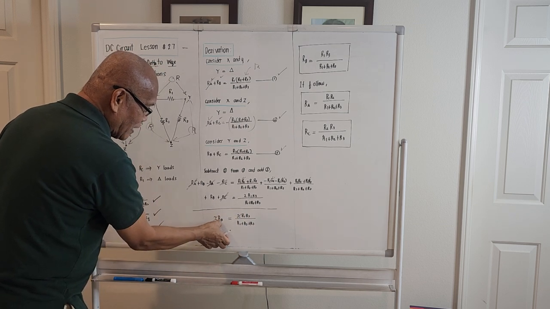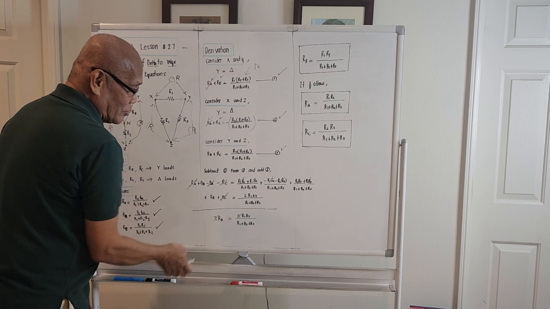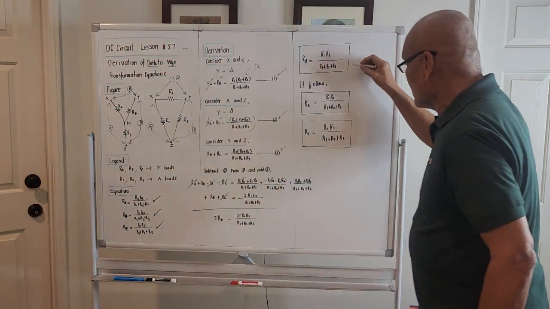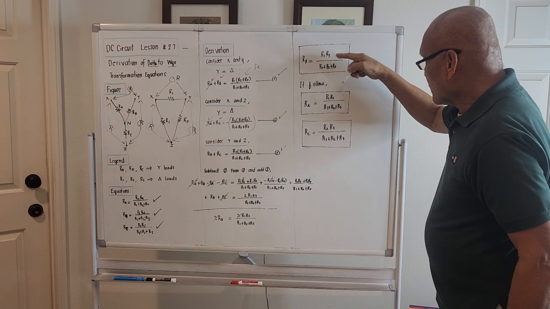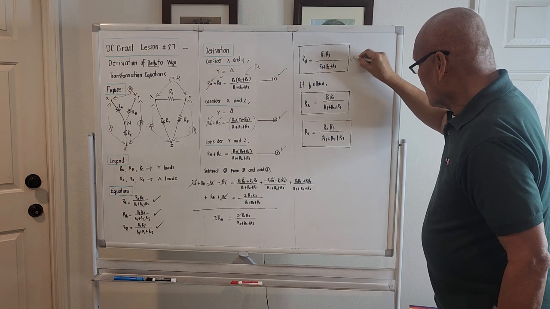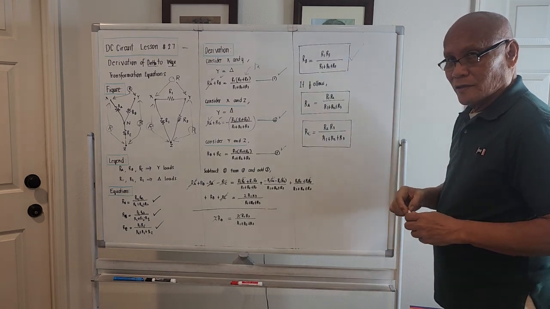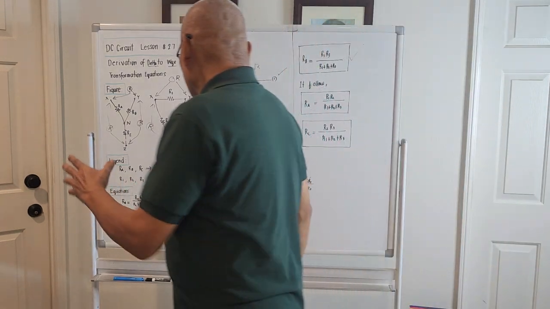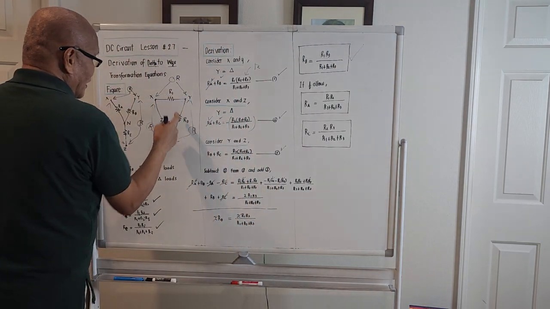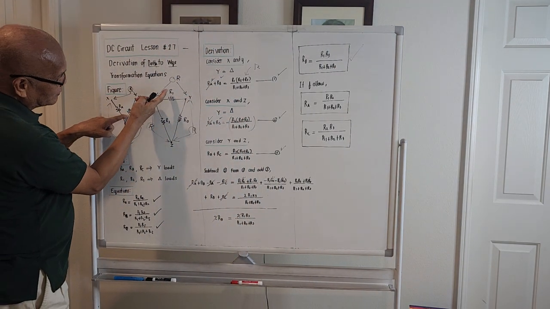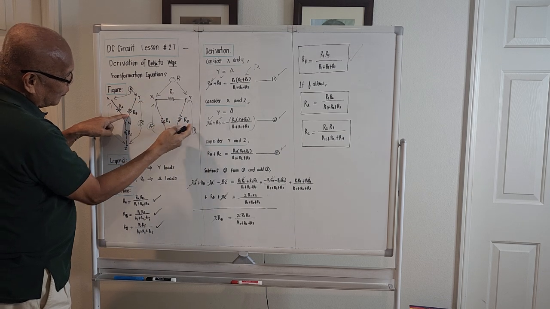To compute for RB, without this 2 to here. So as a final formula on the computation of the value of R sub B, it will be the product R1, R3 all over the summation R1 plus R2 plus R3. That's for a delta to Y transformation. Meaning to say, if we are given R1, R2, and R3 to compute for R sub B, it will be the product R1, R3 all over the summation.